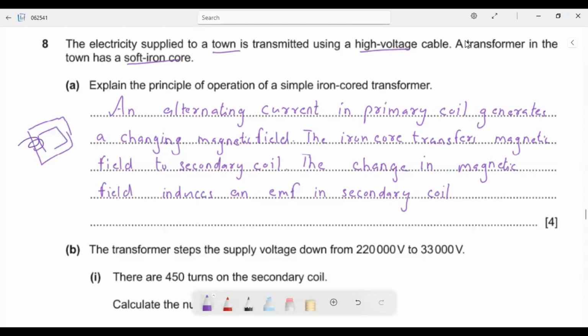So the transformer will have a primary winding and a secondary coil. When you apply an AC input voltage to the primary, it generates a changing magnetic field. The changing magnetic field gets transferred to the secondary coil through the iron core. That means the iron core transfers the magnetic field to the secondary coil, and the change in magnetic field induces an EMF in the secondary coil.